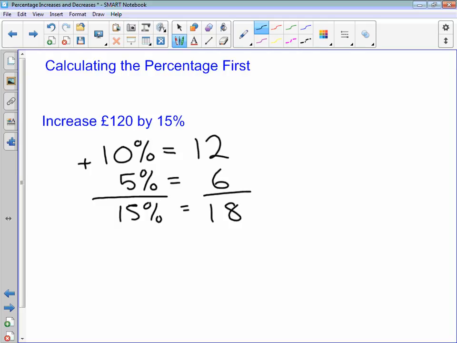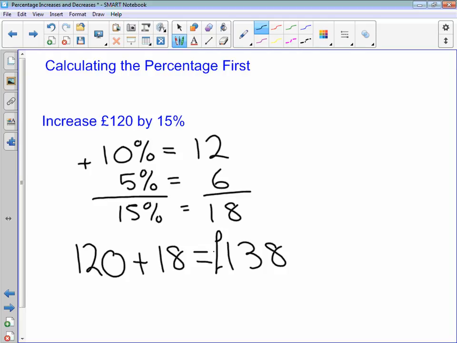So 15% of 120 is £18. Because it's a percentage increase, I have to add 120 and 18 together, which gives me 138. So £120 increased by 15% is £138.